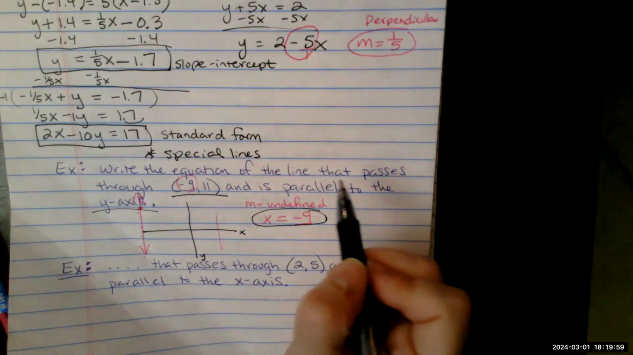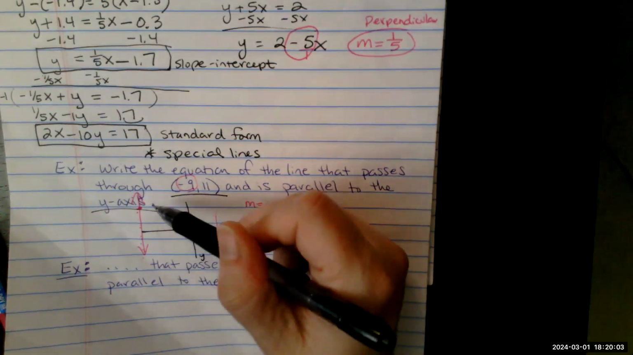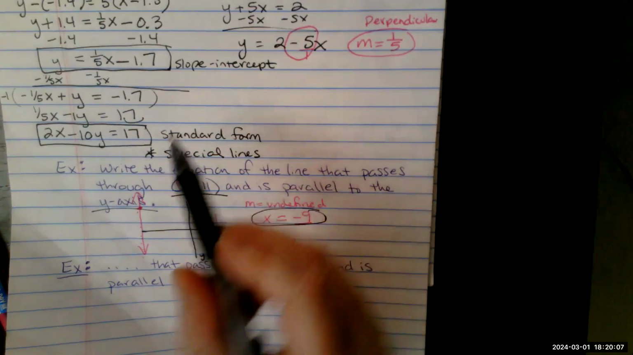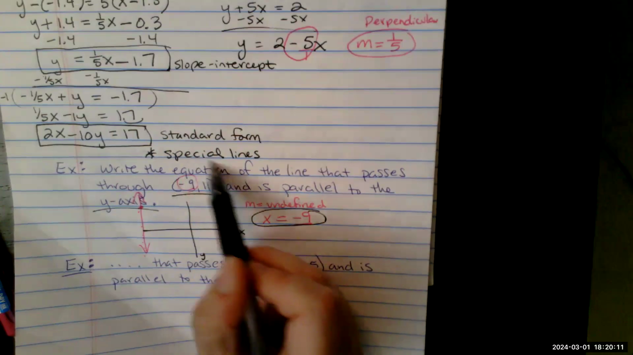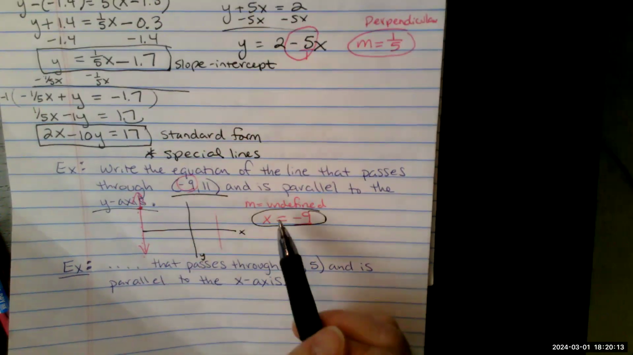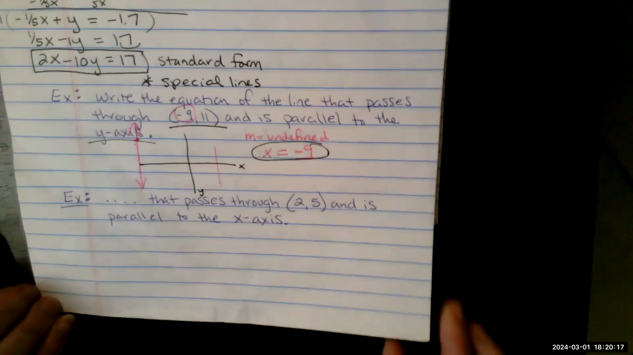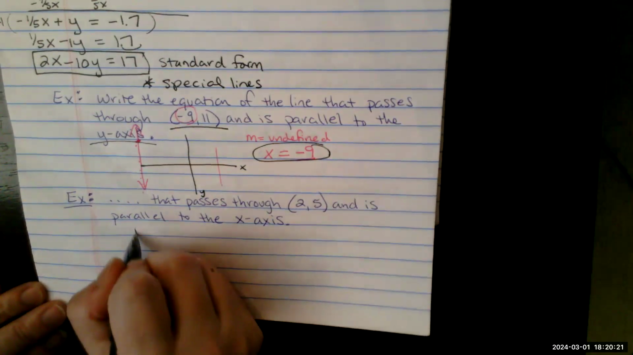So because it asked me to be parallel to the y-axis, I knew I had to be a vertical line. And the only way a vertical line could go through this point is if they had the same x value. So my line must be x equals -9. So if you want to pause and try the next one, go for it. But then you can push play and see if you got it right.